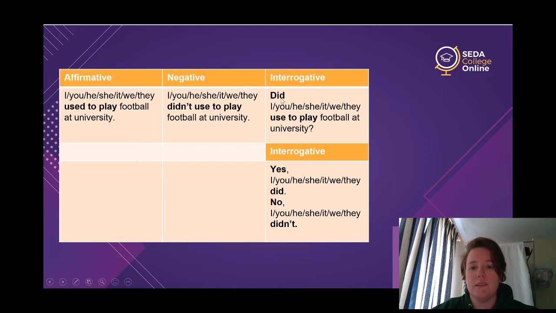Then the questions: did I, you, he, she, it, we, they use to play football at university? Answers: yes, I, you, he, she, it, we, they did, or no, I, you, he, she, it, we, they didn't. And they're just short answers, okay? So you don't need to give the full sentence when you're giving answers, okay? So that is the form.